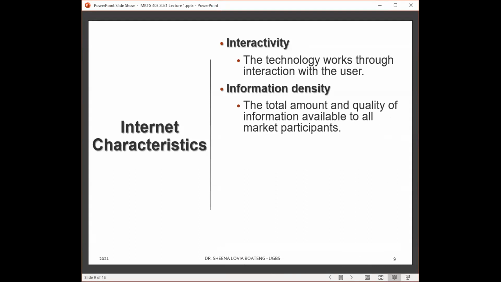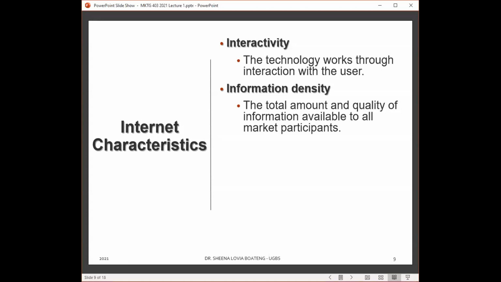The next one we can talk about is information density. And this information density is both a threat and an opportunity for marketers. Why do I say that it's a threat? Information density refers to the total amount and quality of information that is available to all market participants. So when we say all market participants, we are referring to customers, suppliers, marketers themselves, firms, stakeholders, and all other people who have a stake in the market.